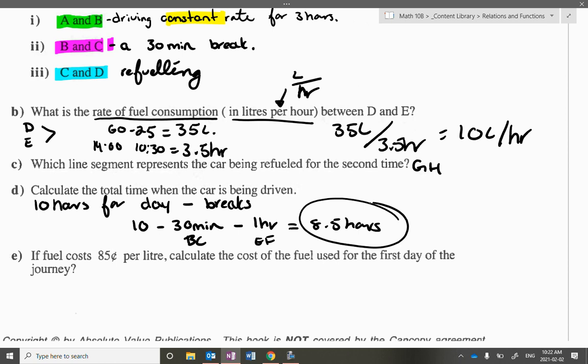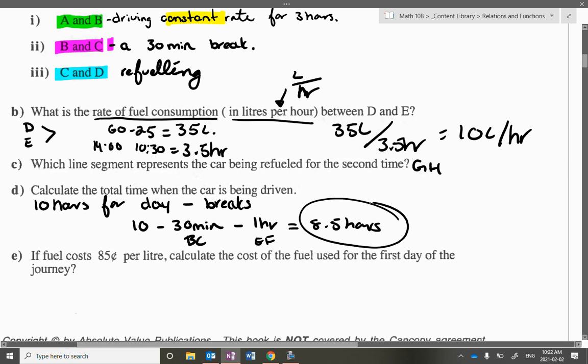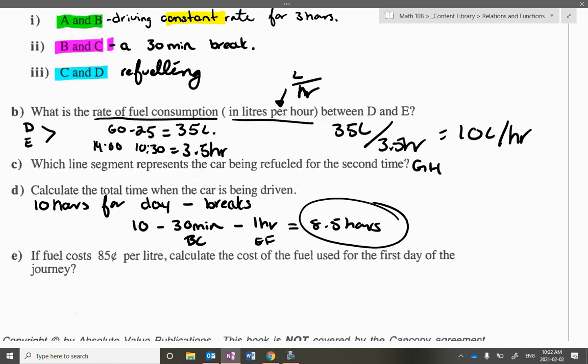E, if fuel costs 85 cents per liter, calculate the cost of fuel used for the first day of the journey. First off, 85 cents. This book is clearly really old. What's gas at right now? It's over $1.